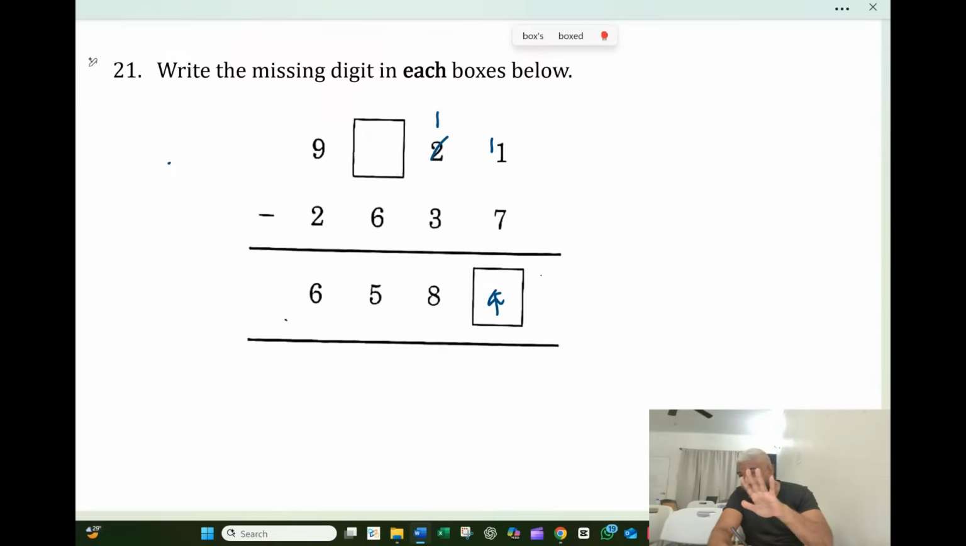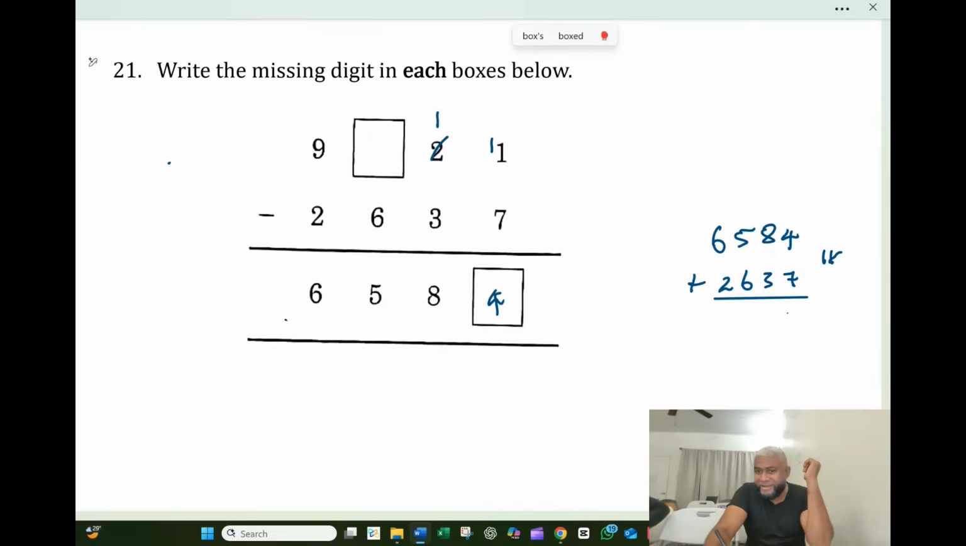Now, my strategy is that what we are subtracting, 2,637, if you add it to 6,584, you'll be able to get what is above there. That's my strategy, so we're adding it. So it would be 6,584 added to 2,637. This will give us 4 plus 7, come now, work them brains, 11. Very good.